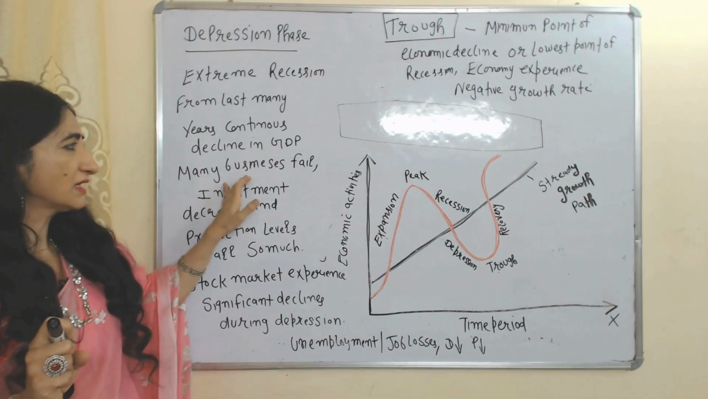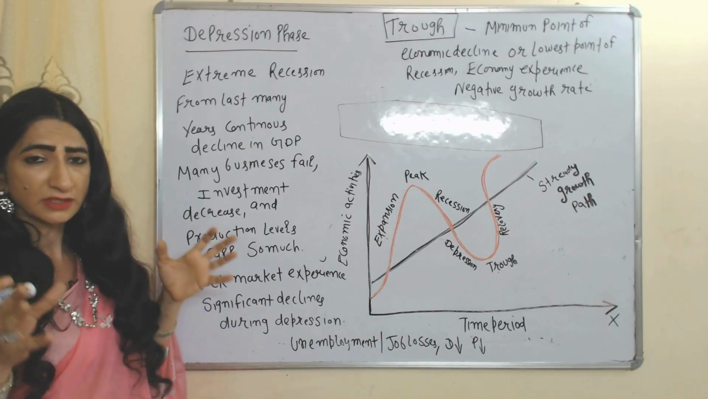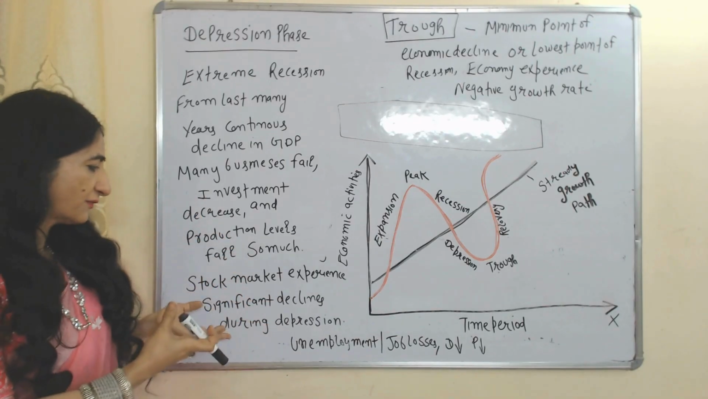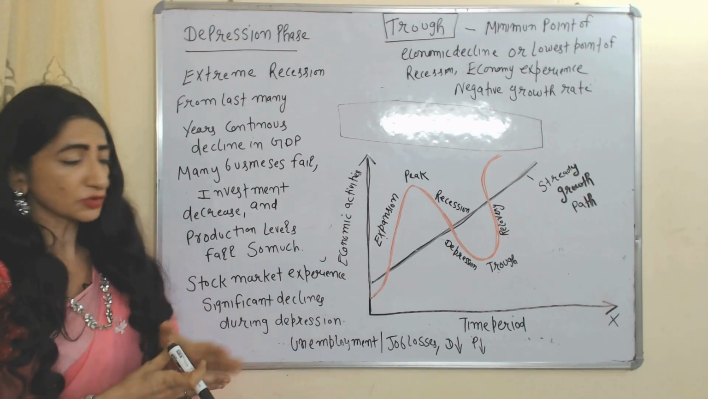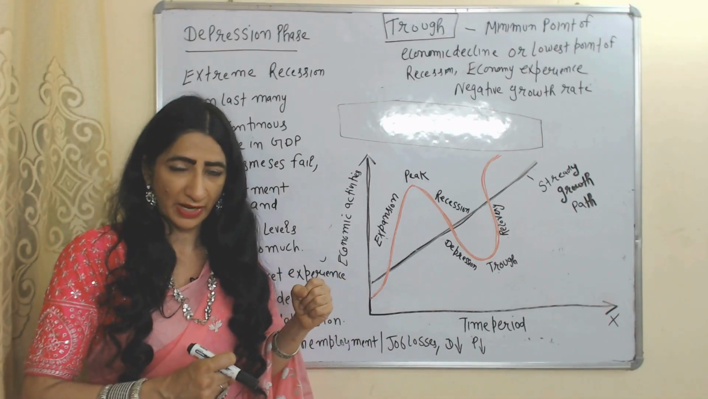During depression, many businesses fail, investment decreases, and the level of production reduces so much. The stock market experiences significant declines. During depression, there is so much unemployment and job losses, eventually leading to reduced demand and prices.